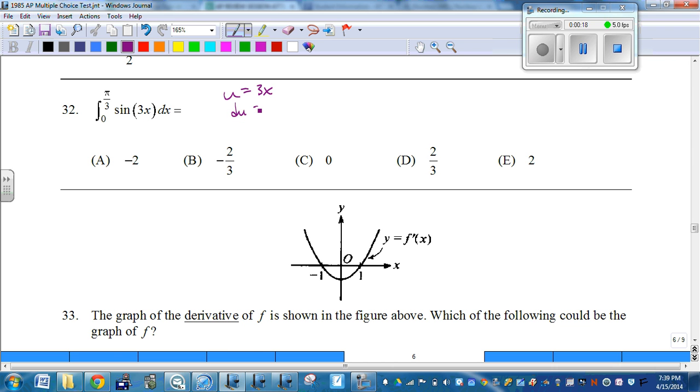So du is 3dx. We're going to multiply the inside by 3, outside by 1/3. Remember, we need to change a and b also. So we're going to put 0 in for x here. We still get 0 out. Put pi over 3 in for x. We just get pi.